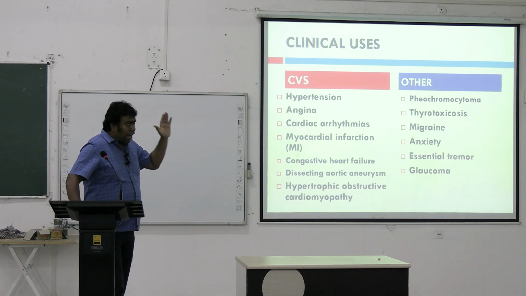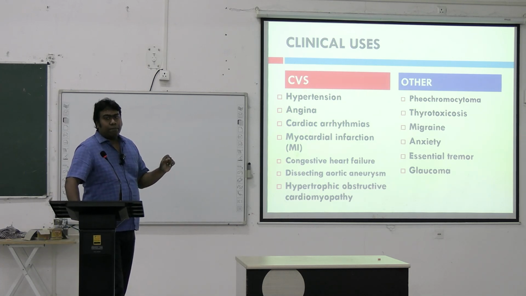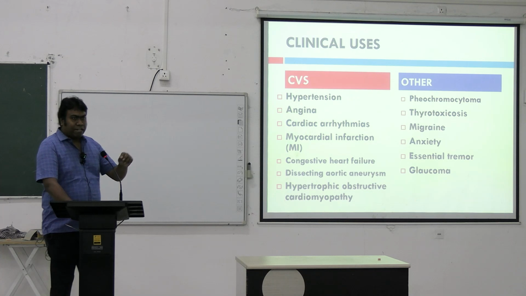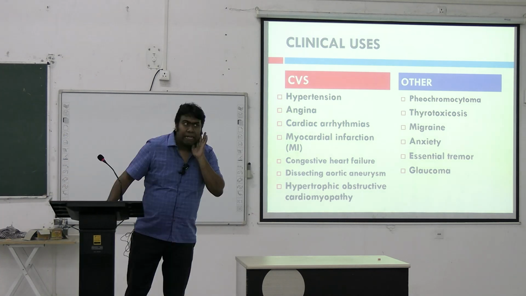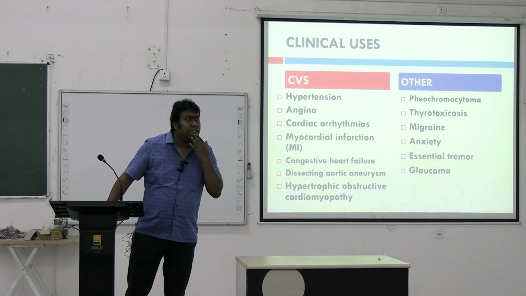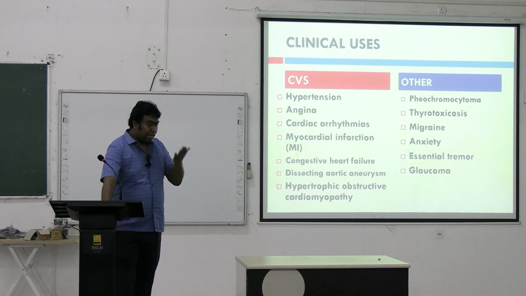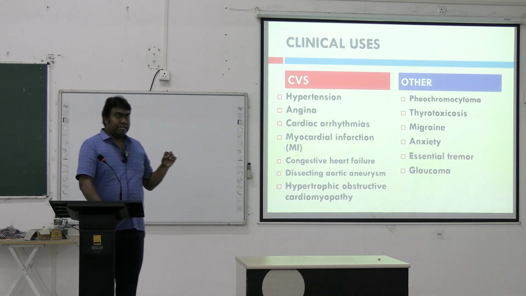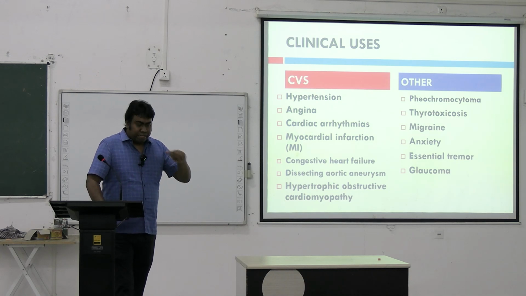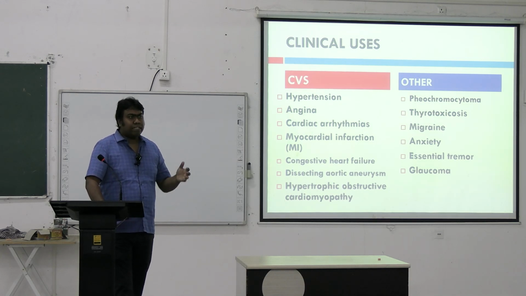Now, the non-cardiac use of beta blocker. Pheochromocytoma. What is pheochromocytoma? It is a neoplasia, a tumor of the adrenal gland. And what is the presentation? How can the patient present in outdoor or emergency? What will happen to the patient if there is a tumor in the adrenal gland?